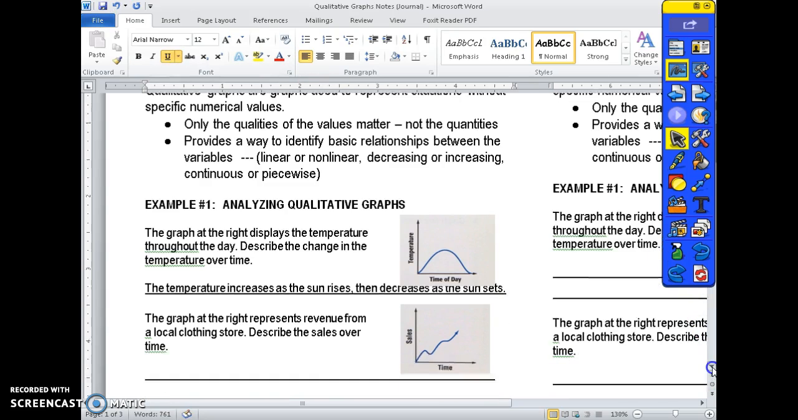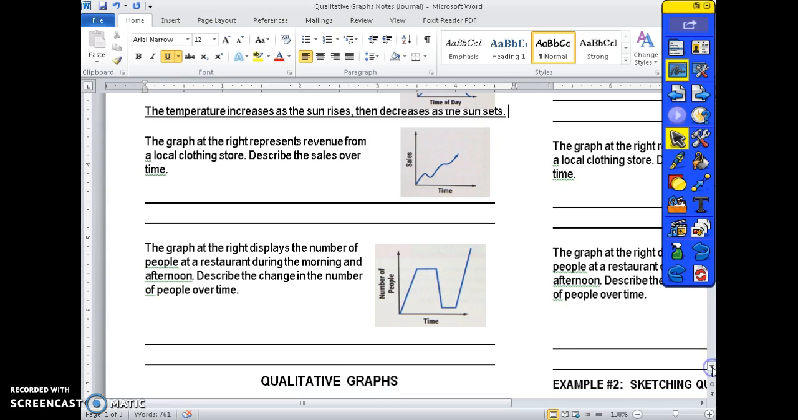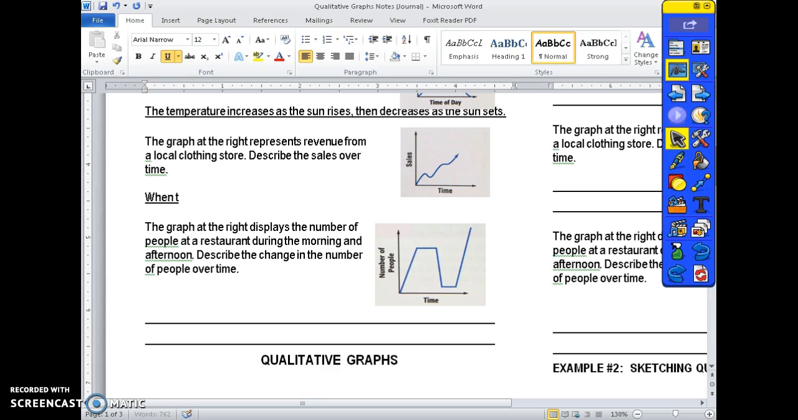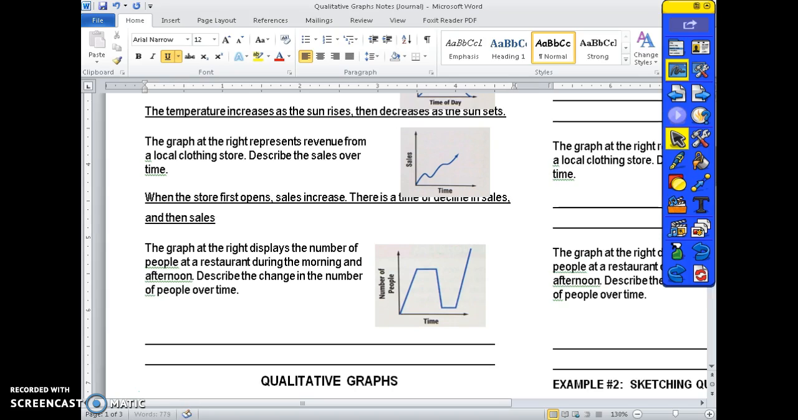Number 2. The graph at the right represents revenue from a local clothing store. Describe the sales over time. Well, when the store first opens, sales increase, of course, because if you're closed, you can't sell anything. So when the store opens, the sales begin to increase. There is a time of decline in sales, and then sales begin to increase over time.